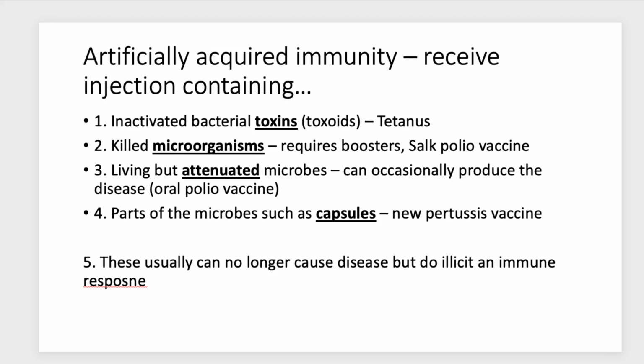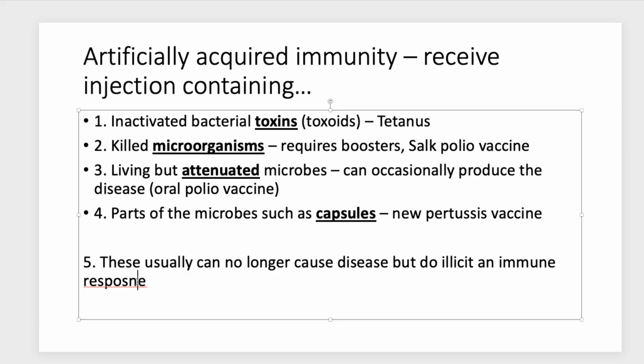You could get living but weakened or attenuated microbes, and those can occasionally produce the disease, actually, which is what we saw in the oral polio vaccine that we discussed previously. You could be exposed to parts of the microbes, such as just their capsules, and a new pertussis vaccine actually does that for us. So anyway, these usually can no longer cause disease, but do elicit an immune response.